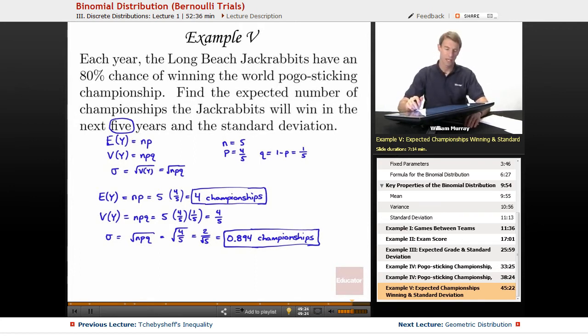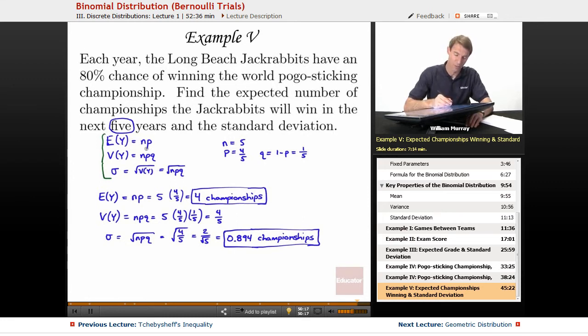Just to remind you where everything came from, I got these formulas for expected value, variance, and standard deviation straight off the 3rd slide of this lecture series, so you can go back and look them up. Those correspond to the binomial distribution. Make sure you're working with a binomial distribution before you invoke those formulas. This one is binomial because the Long Beach Jackrabbits are playing the championship year after year, and each year they either win or they lose. You can think of that as almost like flipping a coin, except that it's not a 50-50 coin, because the Jackrabbits are so dominant that every year the coin has an 80% chance of coming up heads. Every year they have an 80% chance of winning and only a 20% chance of losing.